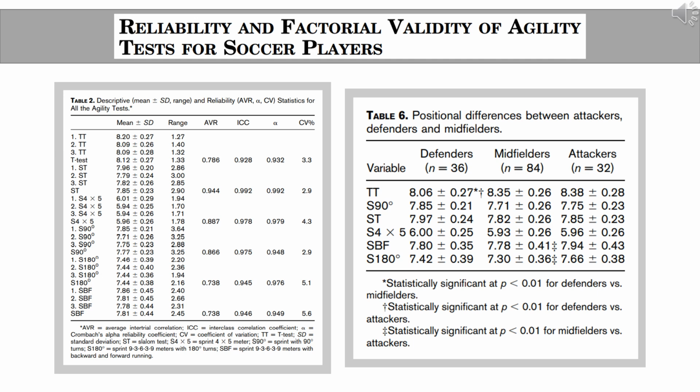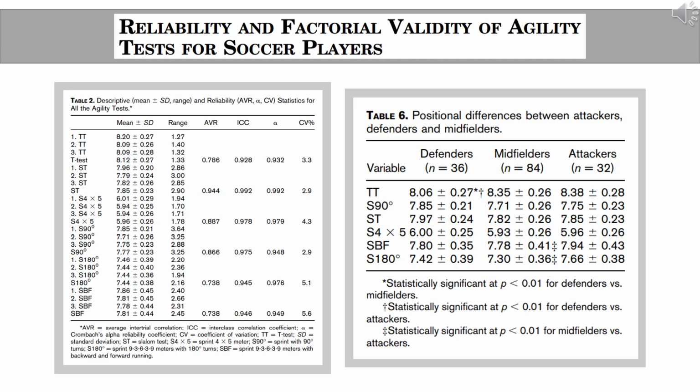However, the T-test, we can see that defenders are substantially faster than midfielders and attackers at performing the T-test, and that when we also consider our sprint with backwards and forwards running and 180-degree turns, we can see that we do have some meaningful differences between midfielders and attackers. So this tells us that actually not all tests are created equal in terms of their sensitivity at detecting change or differences between playing positions.